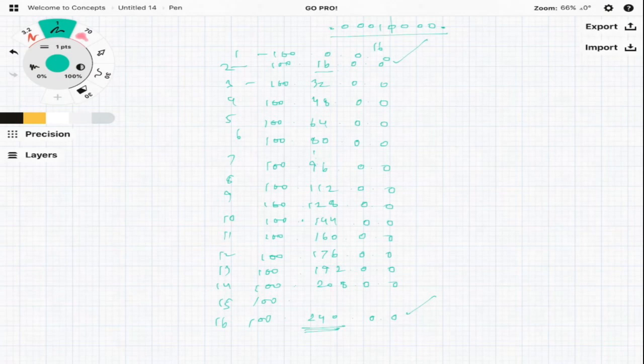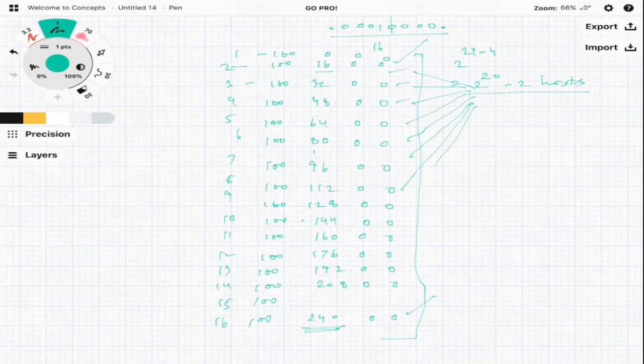So we got so many networks, and in each network we have 2 power 24 minus 2 hosts, but since 4 bits have been borrowed from that 24, it is 2 power 20 minus 2. So in each subnetwork we have 2 power 20 minus 2 hosts. So there is flexibility and there is scalability in building our networks.